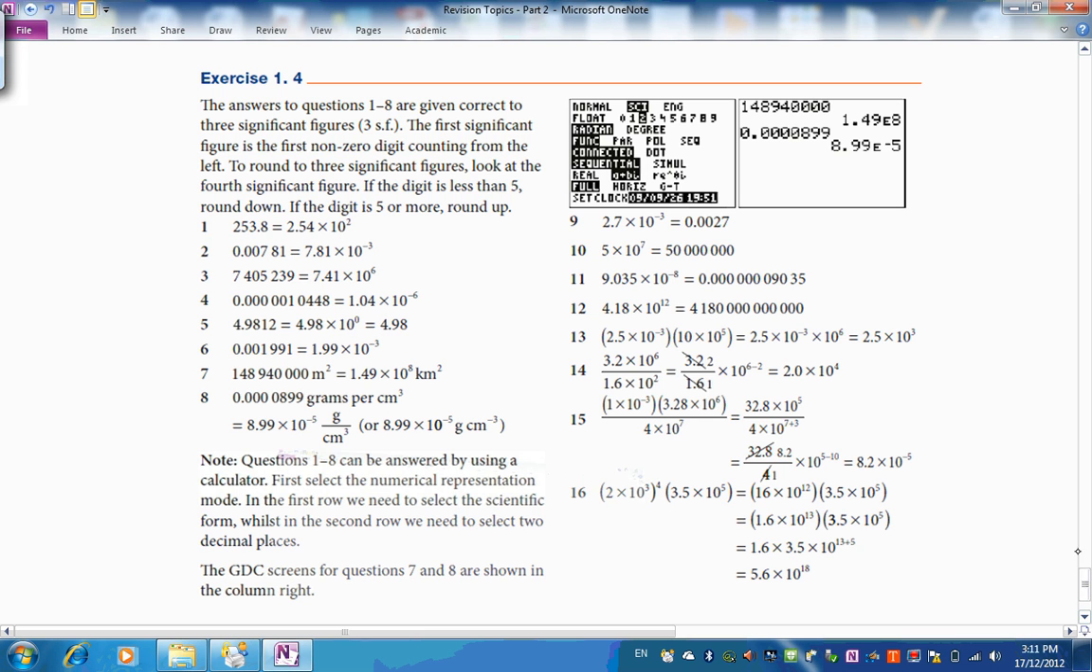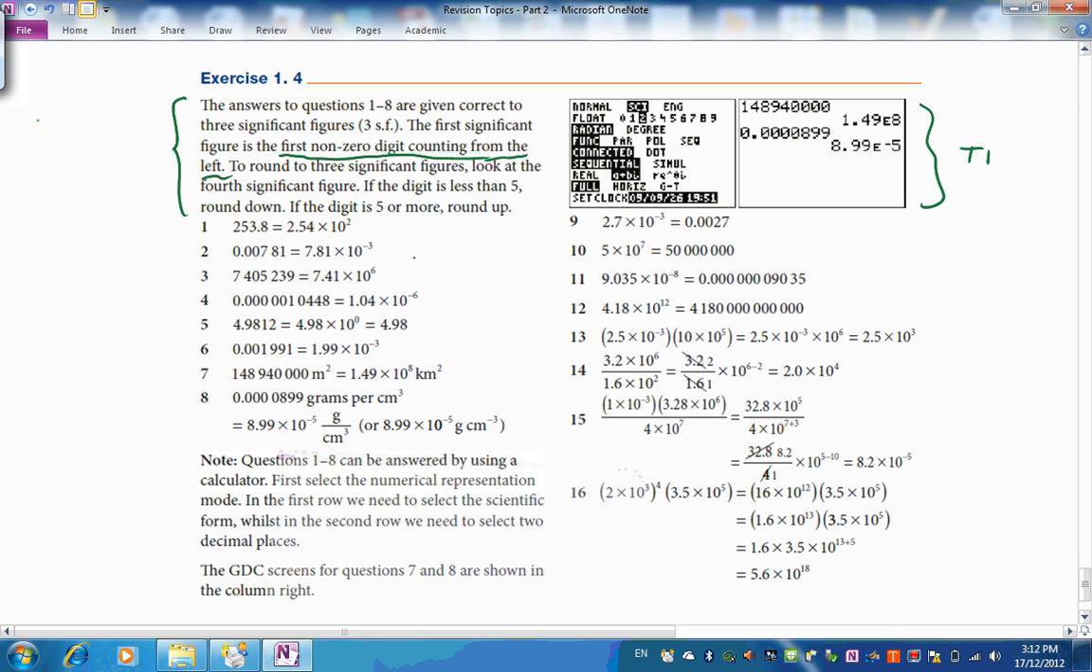Now, the graphics display calculator I've got here is a TI. In our work we'll be using a Casio, but you can still do the same thing. They have a note here about 3 significant figures, and significant figures are the number of figures of actual measurement rounded back. So you start counting the number of figures that have actually measured something. So here it's the first non-zero digit counting from the left.